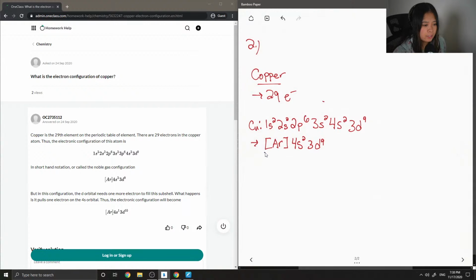But we can also write this in a more stable configuration, since our d orbital, when it is filled, is more stable than having a partially filled d orbital. So if you take one of the electrons from the s orbital and put it where the d is, you get 4s1, 3d10. Then I'll just put in brackets that this is more stable.